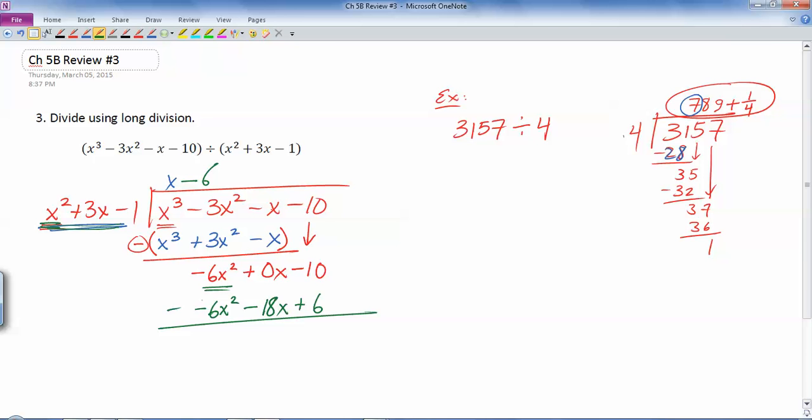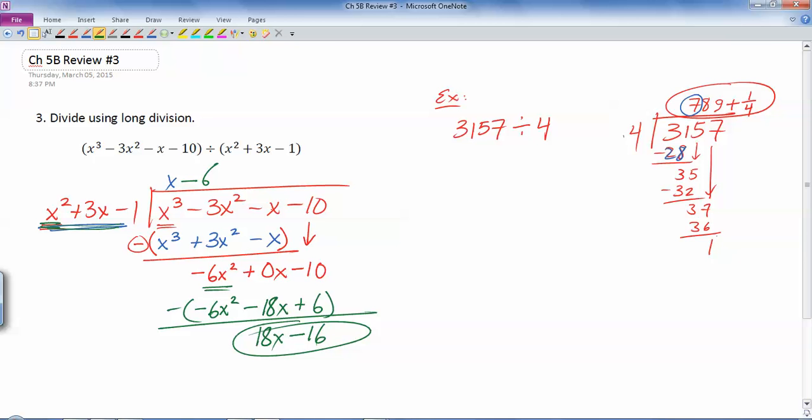And then if I subtract the second one from the first one, I've got negative 6x squared minus negative 6x squared, so that becomes plus 6x squared, and those cancel, which is what you want every time. If they don't cancel, you didn't pick the right number. And then I've got 0 minus negative 18x, which is really 18x. And then negative 10 minus 6, so negative 16. Now, once you get to the units here, there's nothing left to do. I'm not going to multiply. I'm not going to add in something else here. So this is my remainder.